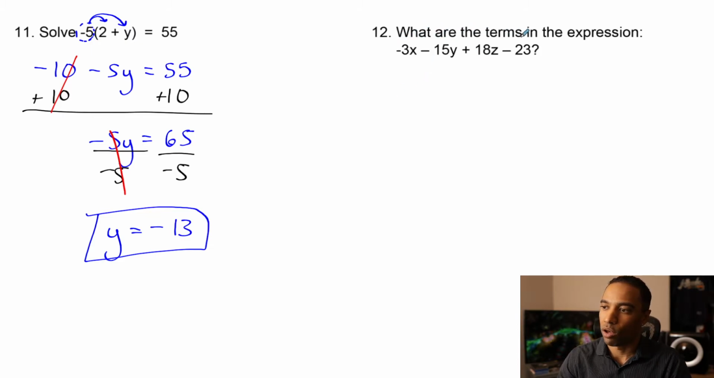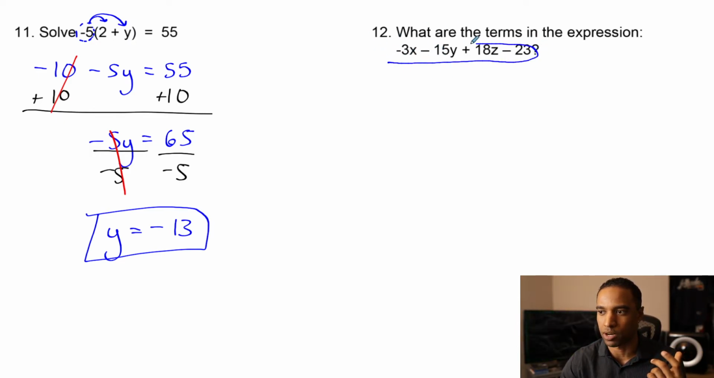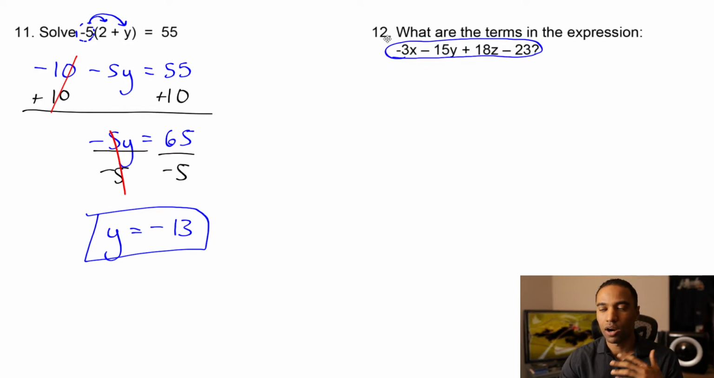All right, number 12. What are the terms in the expression negative 3x minus 15y plus 18z minus 23? Terms are the items in an expression. An expression is this mathematical statement right here. All these things make up the mathematical expression. The terms are every item that's separated by addition or subtraction.